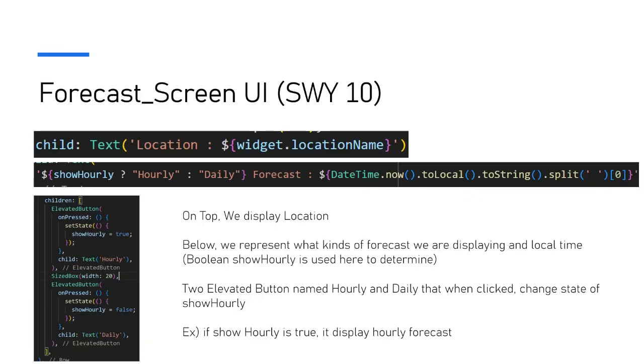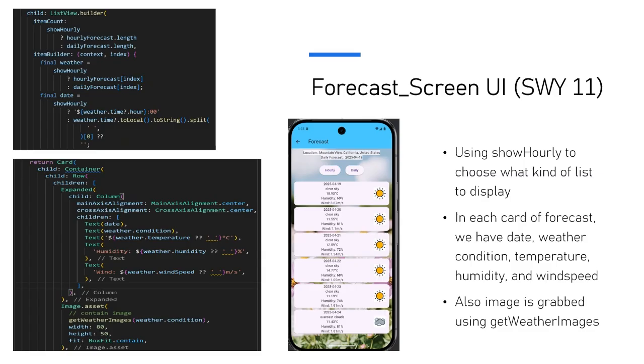The UI for the forecast screen. On top, we will display the location, and below we are going to show what kind of forecast we are displaying and the local time, and only show the date. And then below there will be two elevated buttons named hourly and daily that change the state of showHourly, which will be used to determine what kind of forecast is displayed.